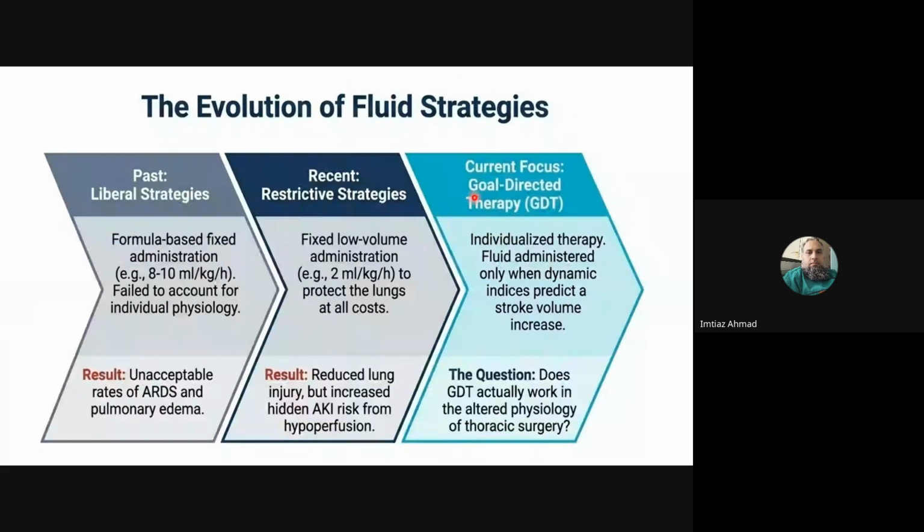Current trend is focused on goal-directed therapy. It is individualized fluid therapy. It is based on fluid administration only when dynamic indices predict a stroke volume increase. But the question is, does goal-directed therapy actually work in the altered physiology of thoracic surgery?